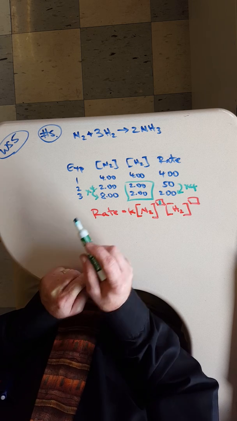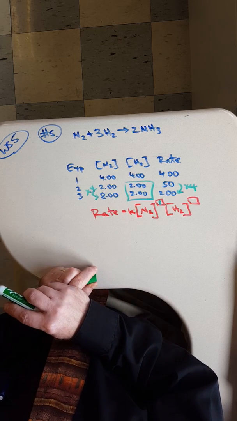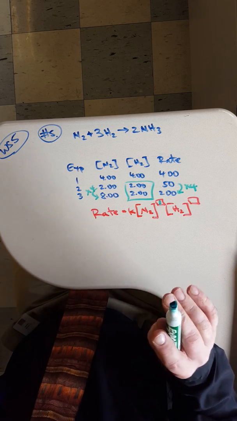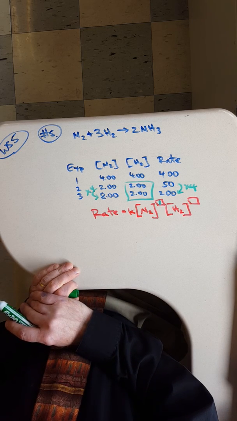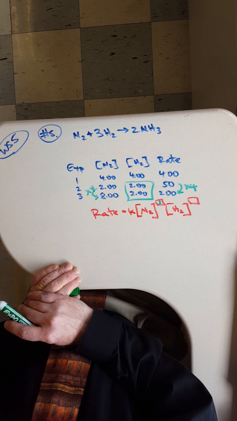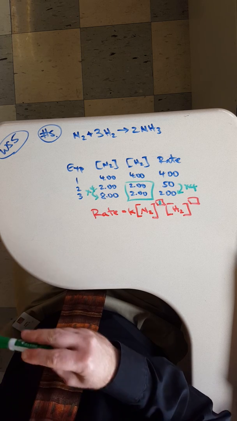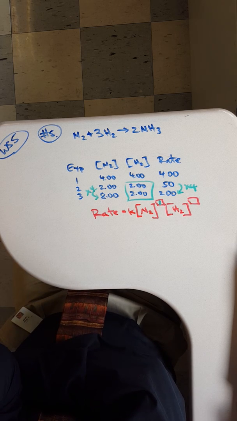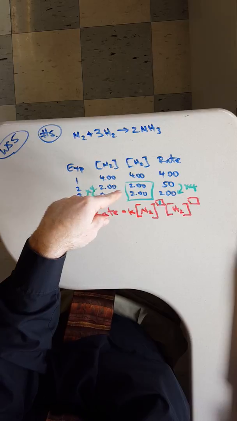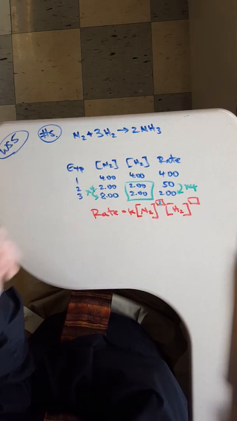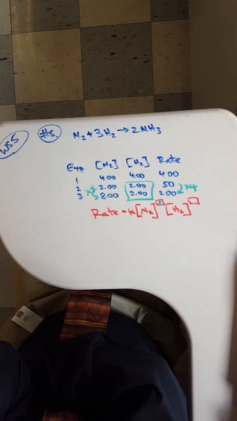Okay, so now I need a series of experiments where I leave nitrogen alone and change only hydrogen. And that doesn't happen. So all is lost, right? No, it's salvageable. Let's see if we can figure out through a little logic what's going on here. The only thing I need to figure out is what is the effect of hydrogen. I know the effect of nitrogen, changing the concentration of nitrogen.